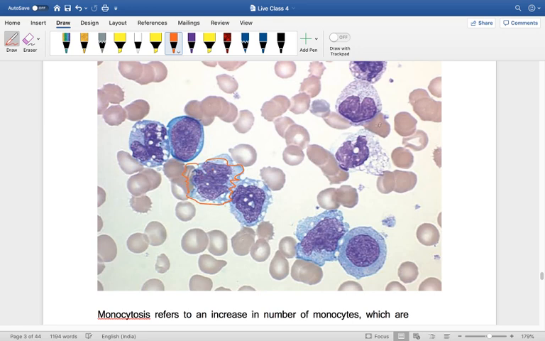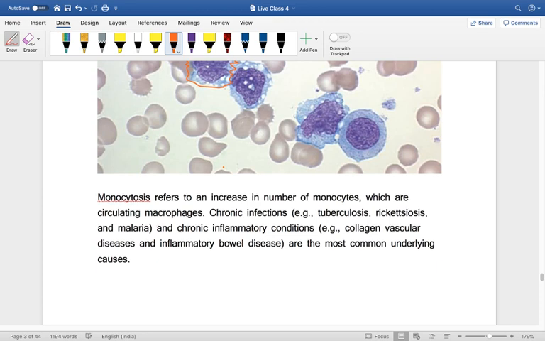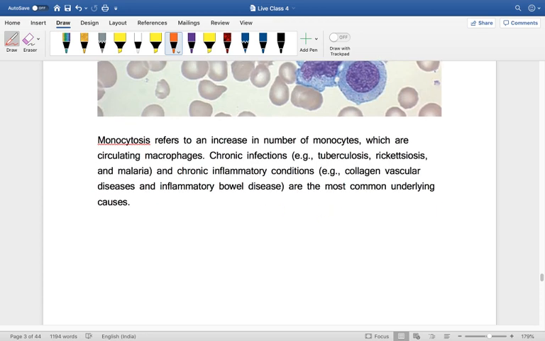What is a monocyte? You all know the macrophage, right? The macrophage stays in the tissue. The monocyte is the circulating form of the macrophage. So, where do you get monocytosis? TB, rickettsiosis, malaria, collagen vascular diseases, inflammatory bowel disease are the causes to be remembered for monocytosis.